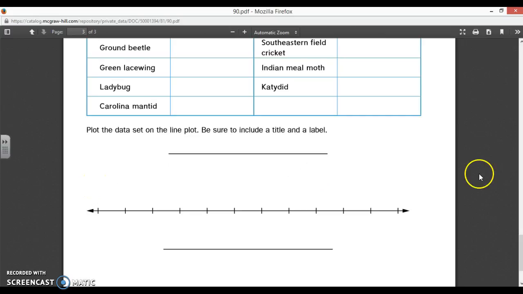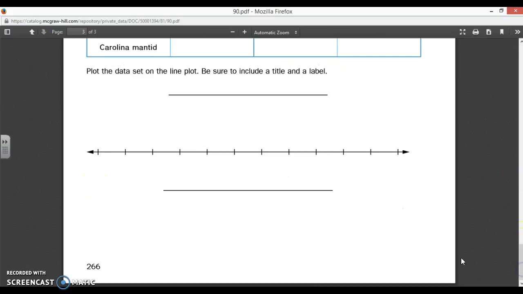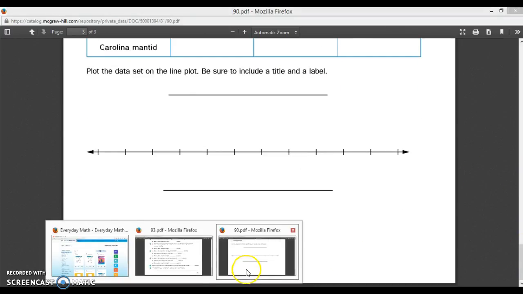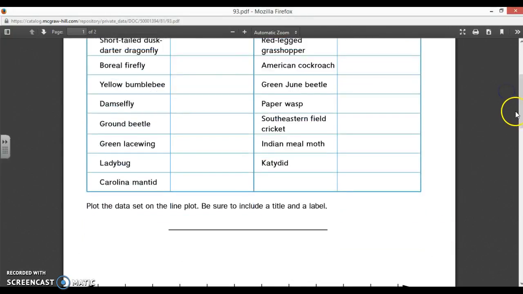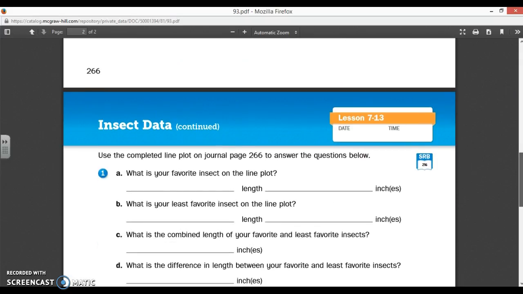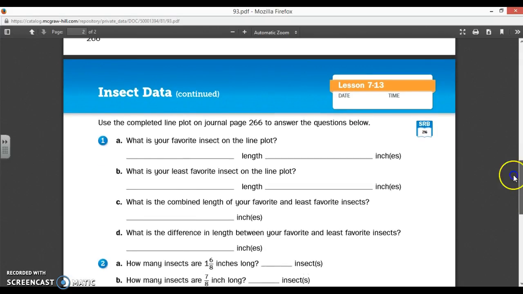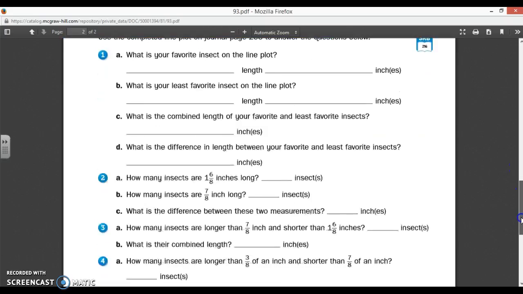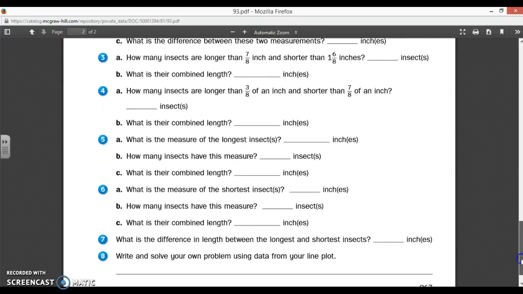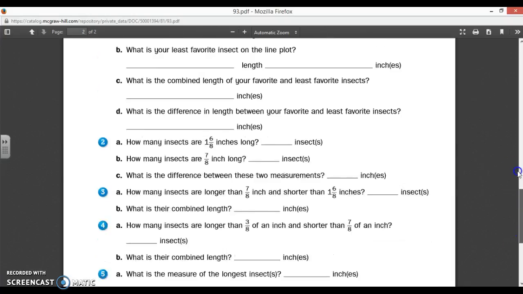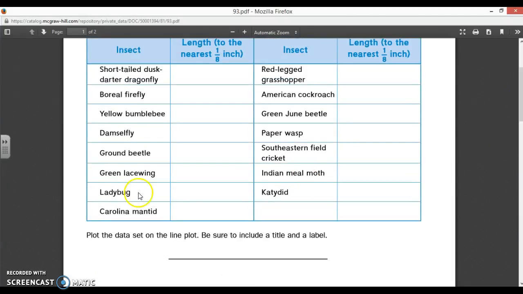So, once you have made your line plot, I will show you what you do next. Then, the next page, you have some questions to answer. It's right here. So, once you've completed the line plot, you use this to go through all things and answer some questions there. So, things like the measure of the longest, the shortest, how many have that, and so on. I will tell you, too, that the nearest eighth could include a whole number. So, let's say one of these was 4 inches, you would write 4 inches.